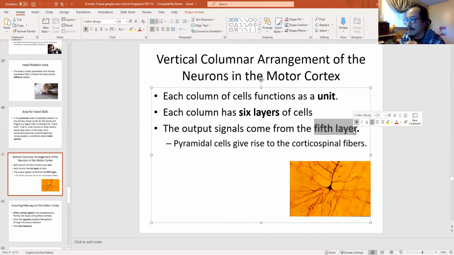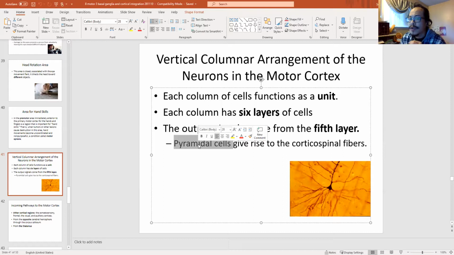And that's why we call it the corticospinal tract. We can also call it the pyramidal tract. So these are the pyramidal cells. That is the cell.